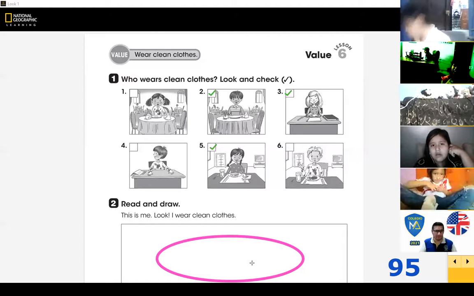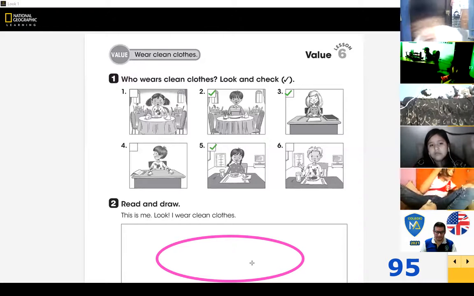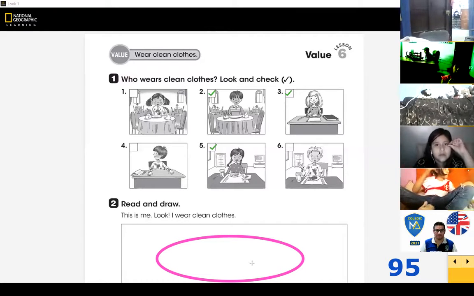Entonces, recuerda, te vas a dibujar utilizando o vistiendo ropa limpia, clean clothes, ¿no? Because that was the value. Eso fue el valor que aprendimos the previous lesson, ¿no? Wear clean clothes.